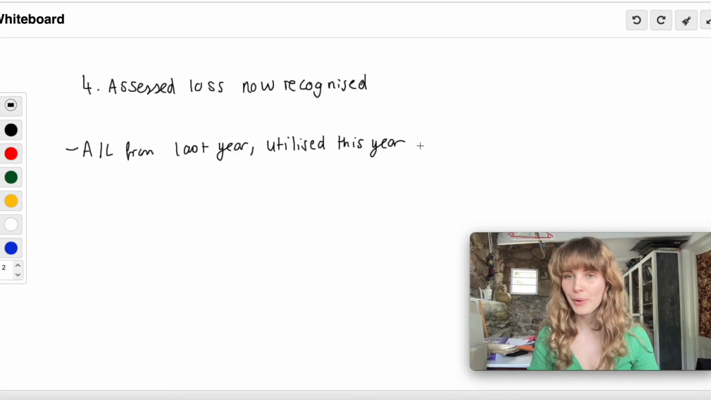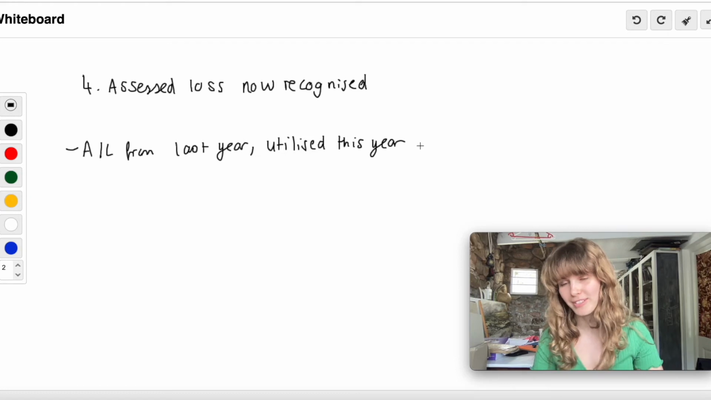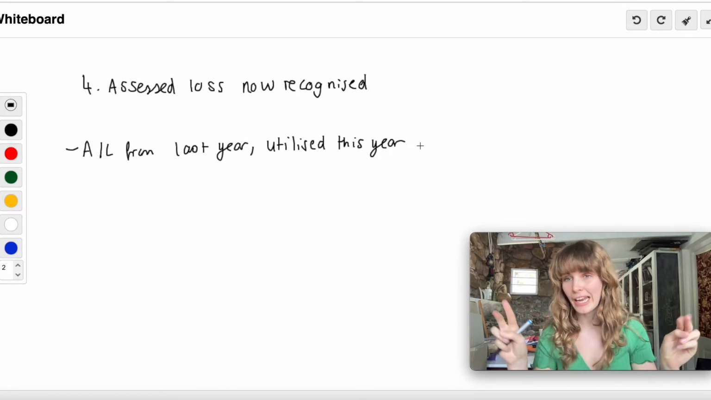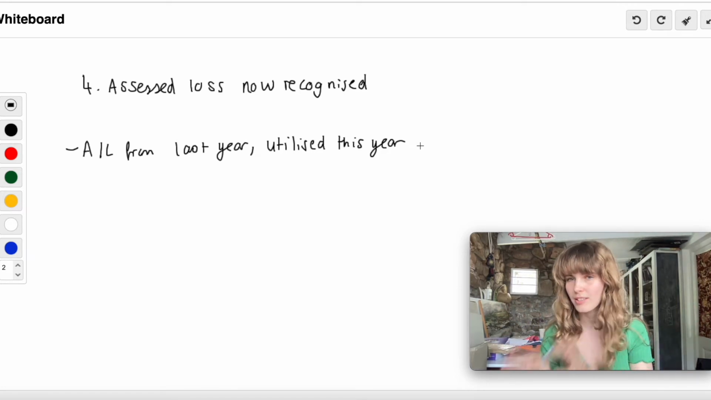And now the last one that I'm going to go through properly, and I think it's definitely the most complex reconciling item, at least for me, is the assessed loss now recognized. So remember, an assessed loss is basically like a negative taxable income. Our deductions exceeded our gross income, so we're basically paying no tax.